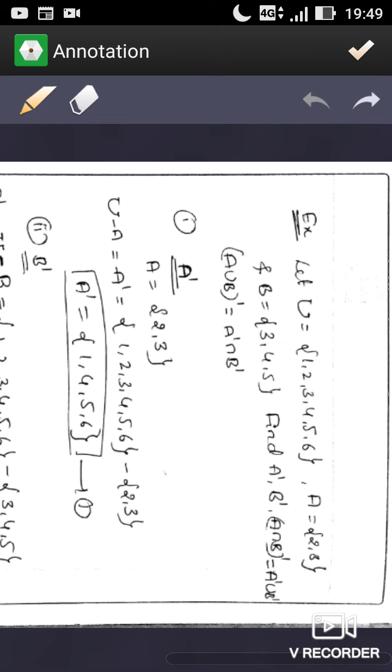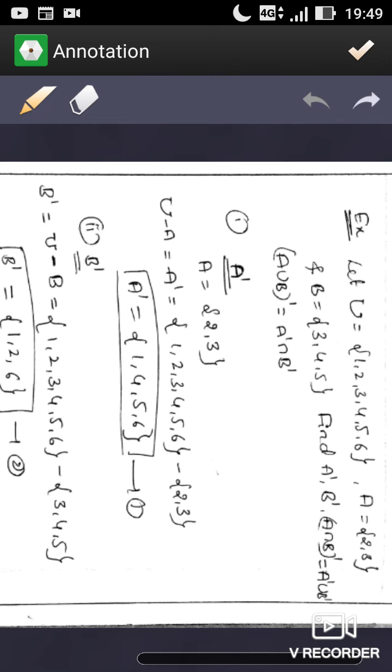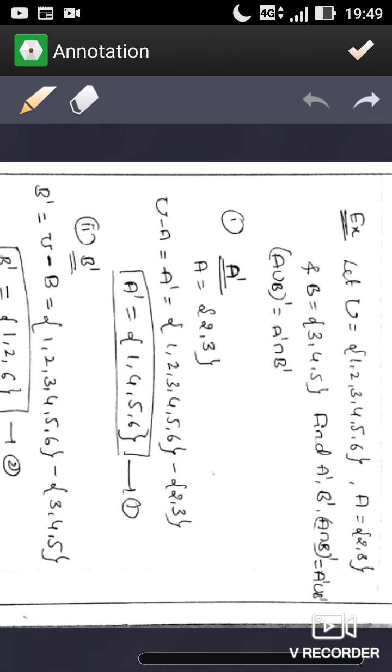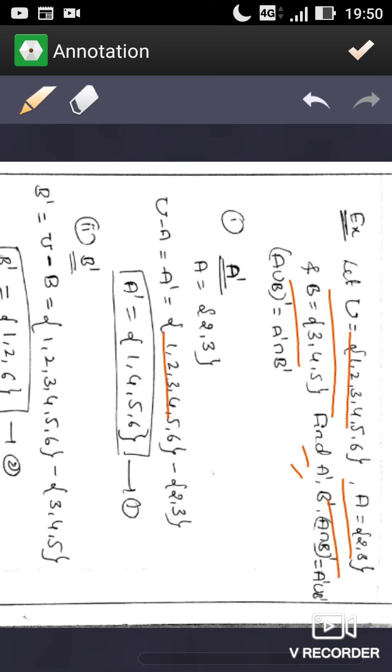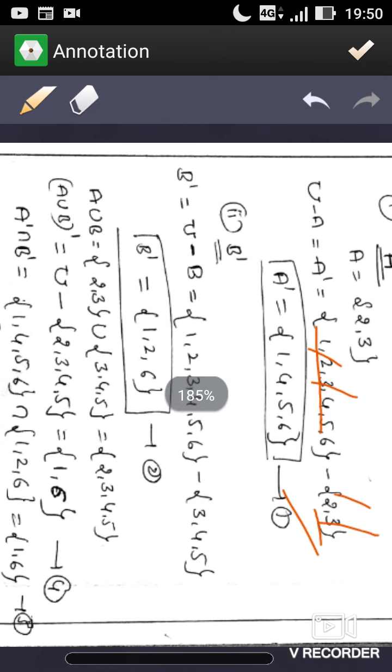By the above properties and this example, we can easily understand how to find A complement, B complement and De Morgan's law. First, we have to find A complement. They are given the union set and the A and B sets. A complement means union minus A. This is the union set 1 2 3 4 5 6, and 2 3 are present in the A set. Other than the A set means we discard 2 3 and write the remaining elements. That is called A complement.